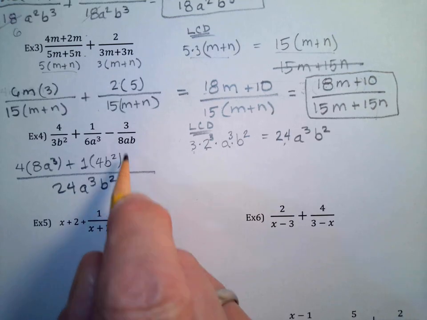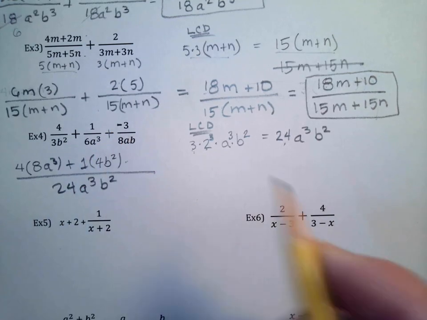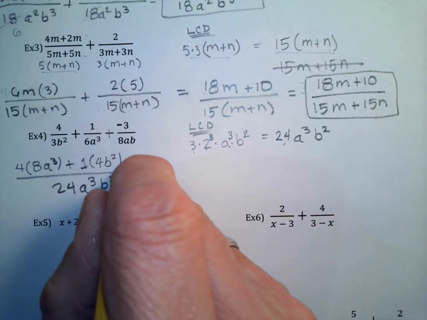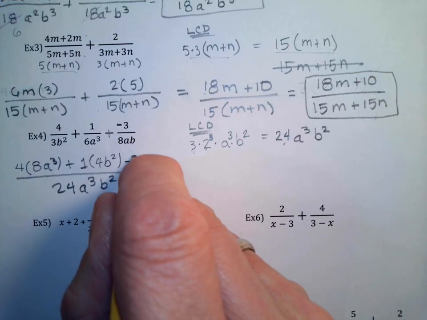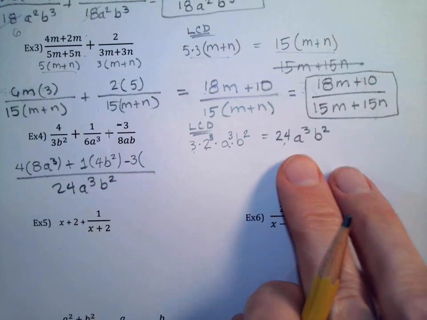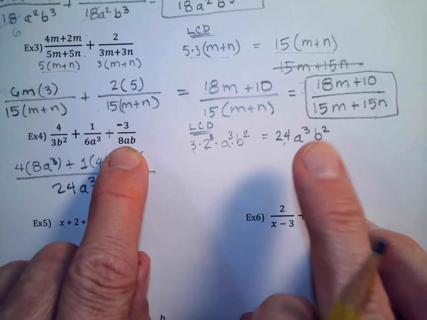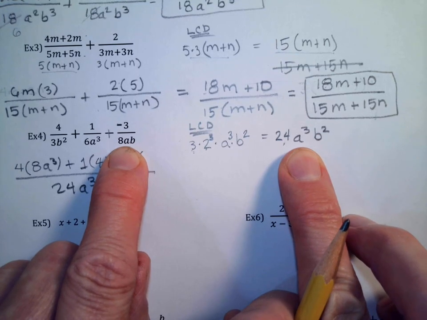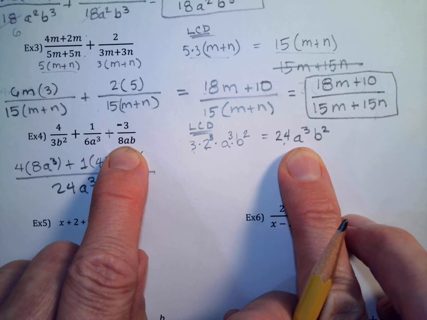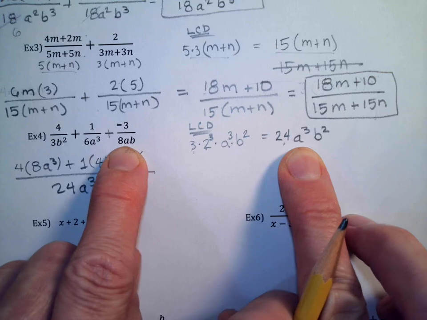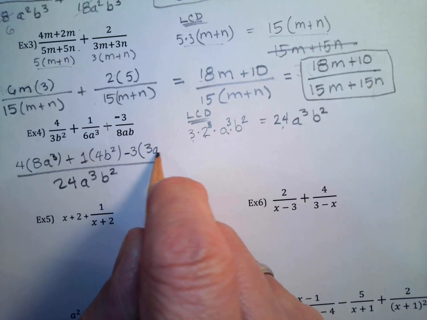And then this plus really should be moved up to the negative. So you remember that there's going to be a negative there, negative 3 times, and then what? What times this 8ab gives me this? That's going to be a 3 a squared b. So 3a squared b.